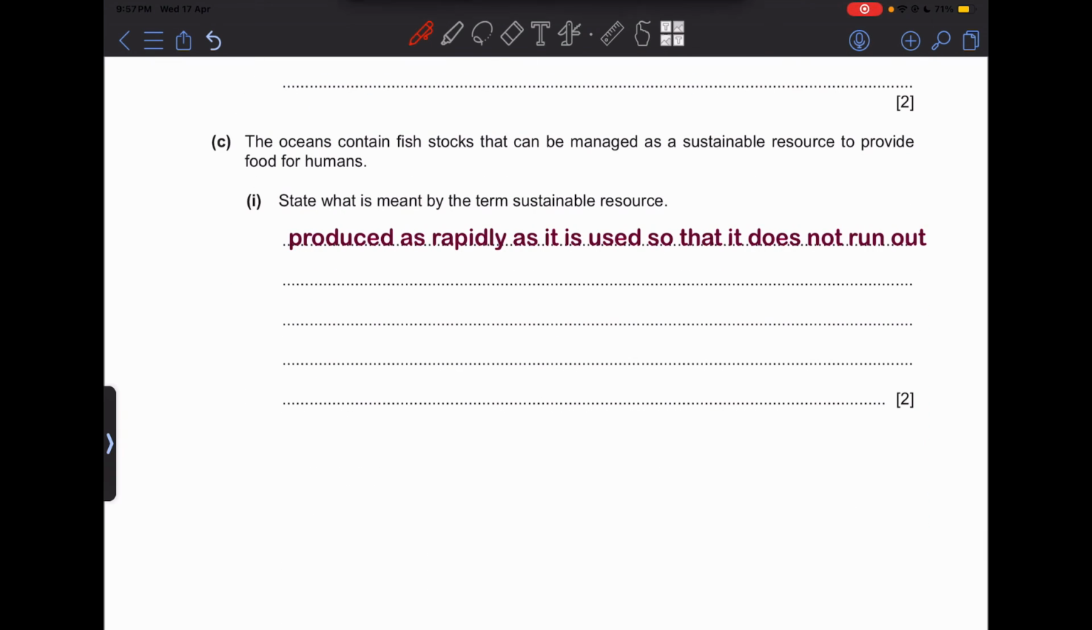C. The oceans contain fish stocks that can be managed as a sustainable resource to provide food for humans. State what is meant by the term sustainable resource. It is a resource that is produced as rapidly as it is used up so that it does not run out.